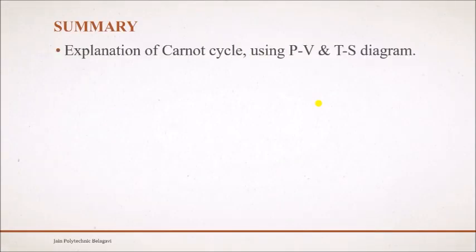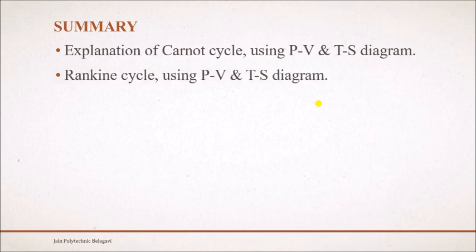So here we have studied the Carnot cycle and its explanation using PV and TS diagrams. These cycles are used in power plants to produce electricity. The most common type of cycle used in power plants is the Rankine cycle. We can call it an ideal working cycle. We have also studied how the Rankine cycle works using pressure-volume and temperature-entropy diagrams.